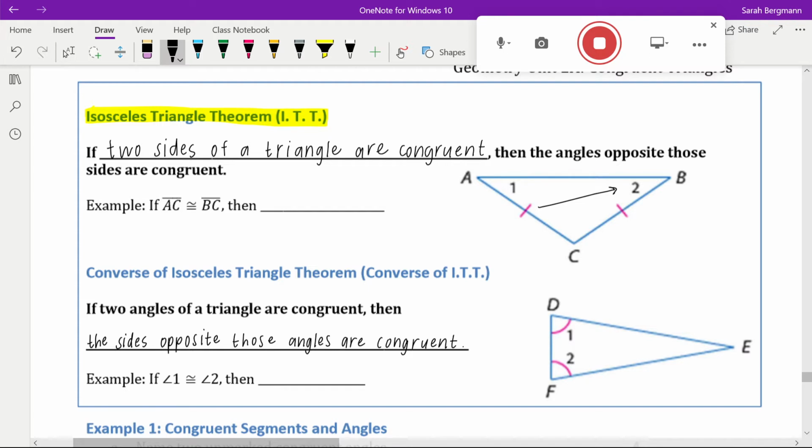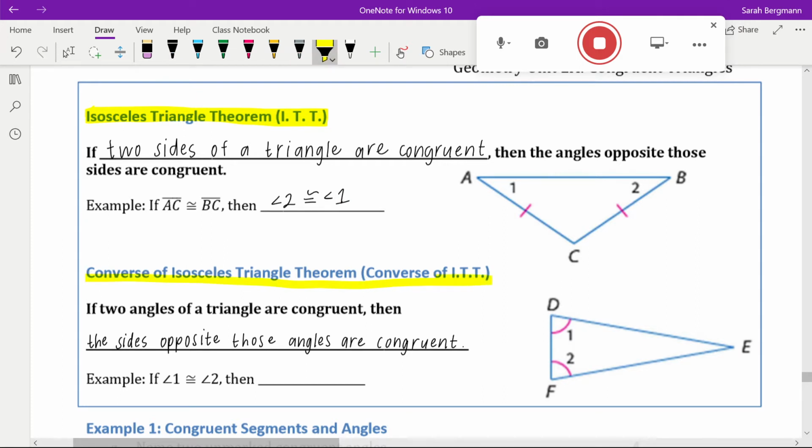So the angle opposite side AC is angle 2. The angle opposite side BC is angle 1. Therefore, angle 1 and angle 2 must be congruent by ITT.